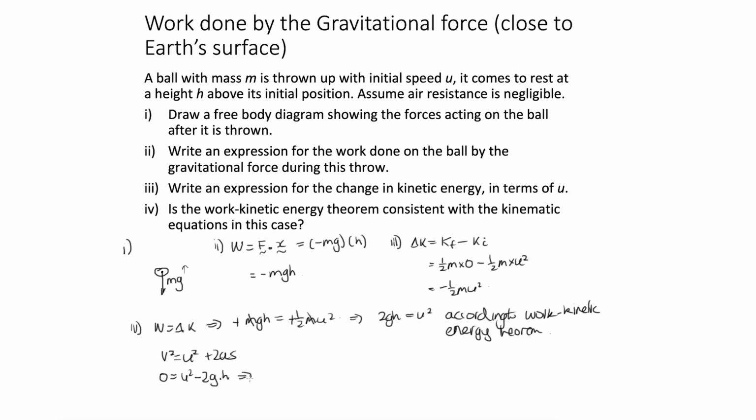h. So rearranging this, we get 2gh equals u squared, and you can see that this is the same as what we got with the work kinetic energy theorem, which tells us that they are consistent.